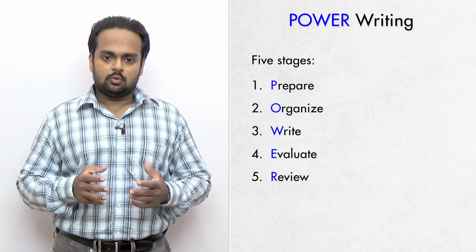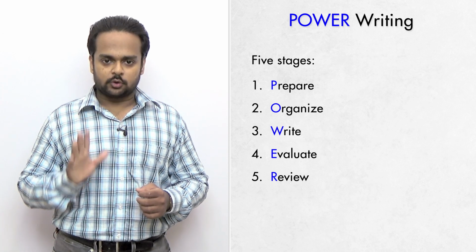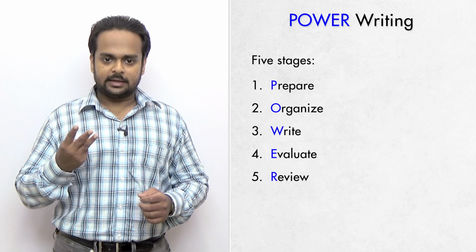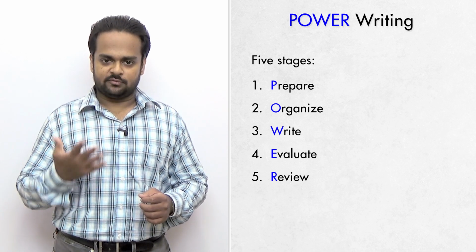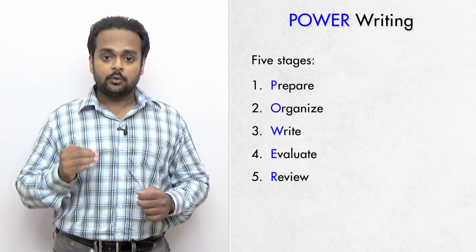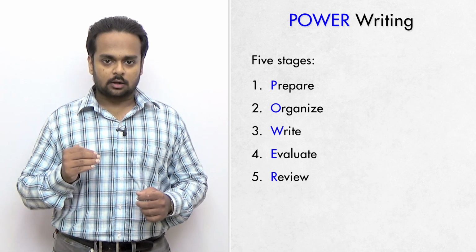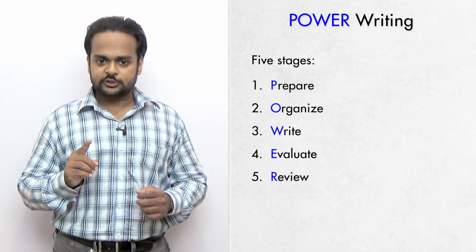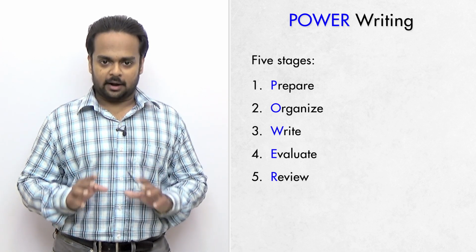Well, power refers to the 5 stages of the writing process: prepare, organize, write, evaluate, and review. This is the order you will follow, and it will allow you to write without getting stuck by focusing on one task at a time. So let's start with the first stage, prepare.